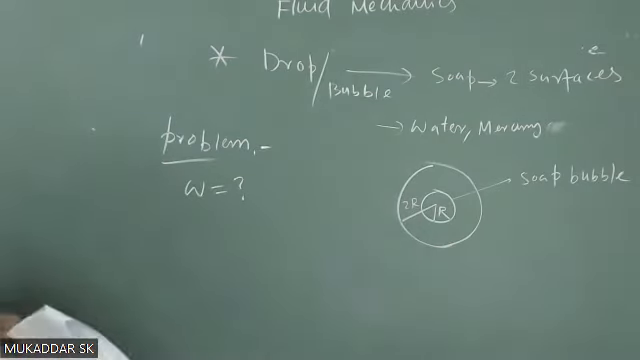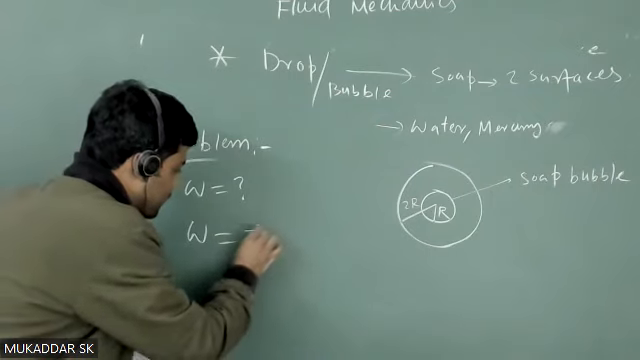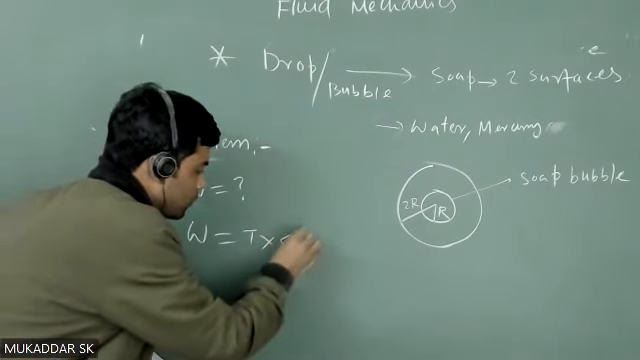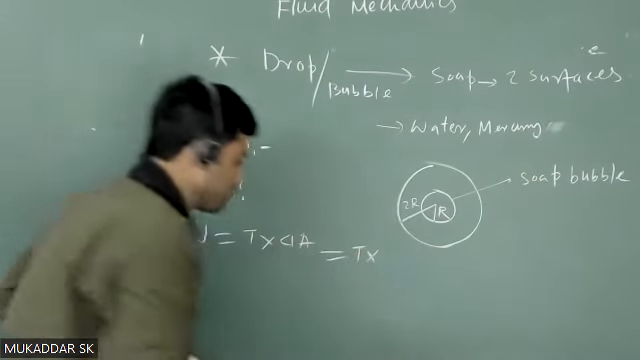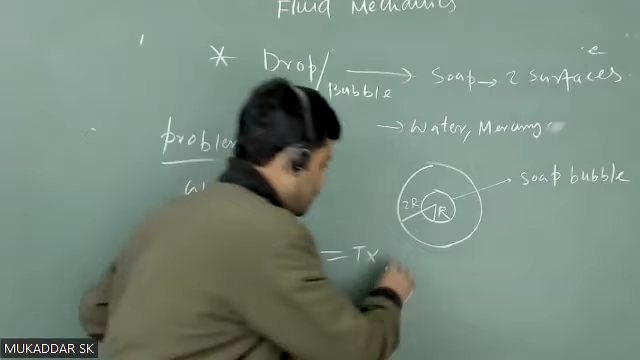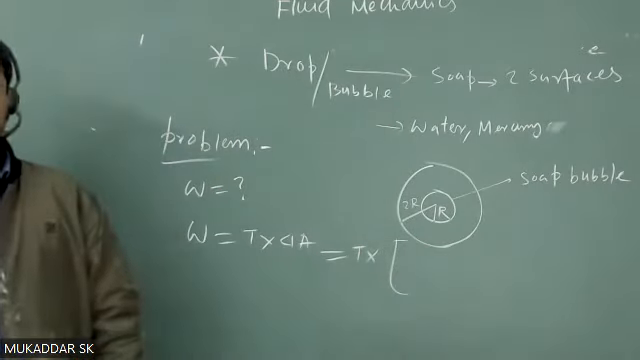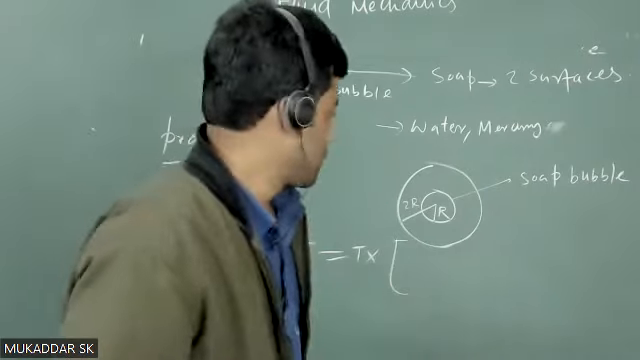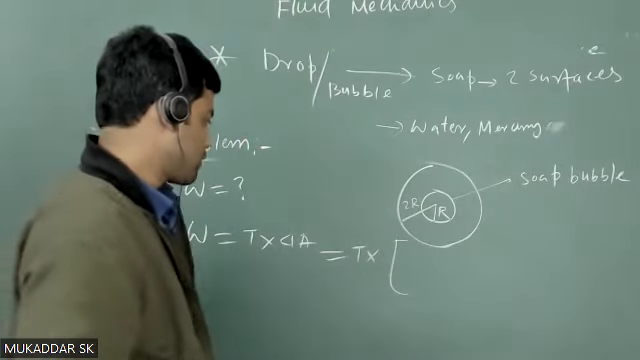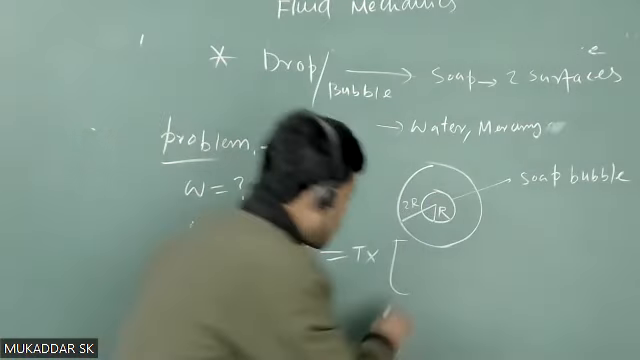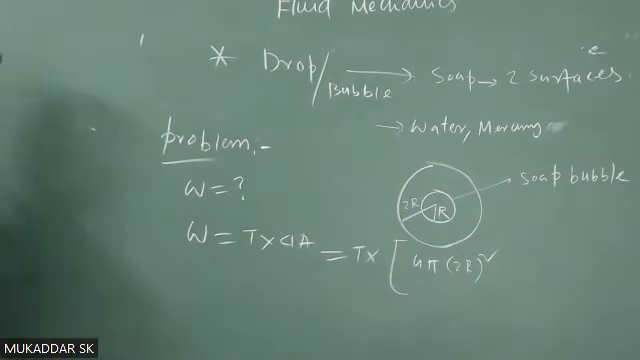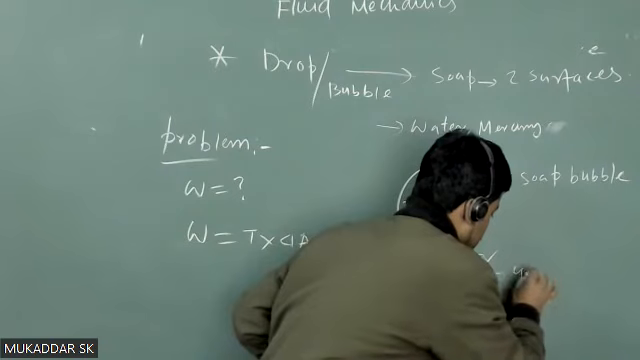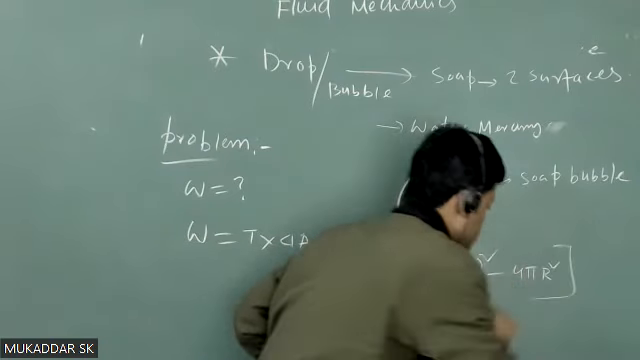We know that work done is nothing but T, the surface tension, into the change in area. The change in area will be how much? You know that a sphere has area 4 pi r square. Change in area means final area minus initial area. So final area will be 4 pi into (2r) square, because your radius is 2r, and then minus the initial area, that is 4 pi r square, because the initial radius was r.